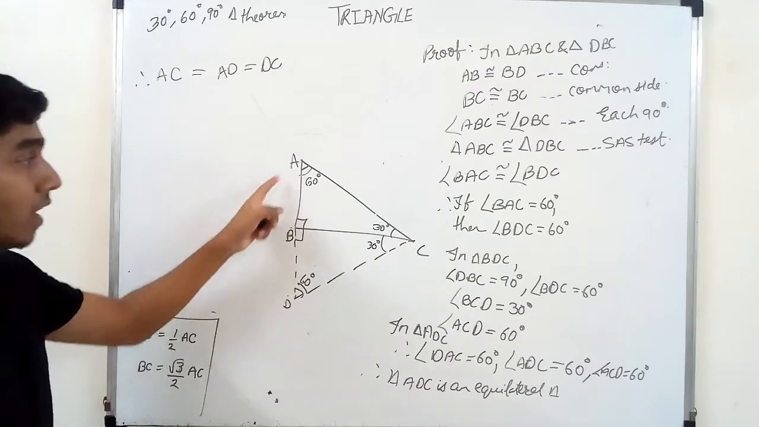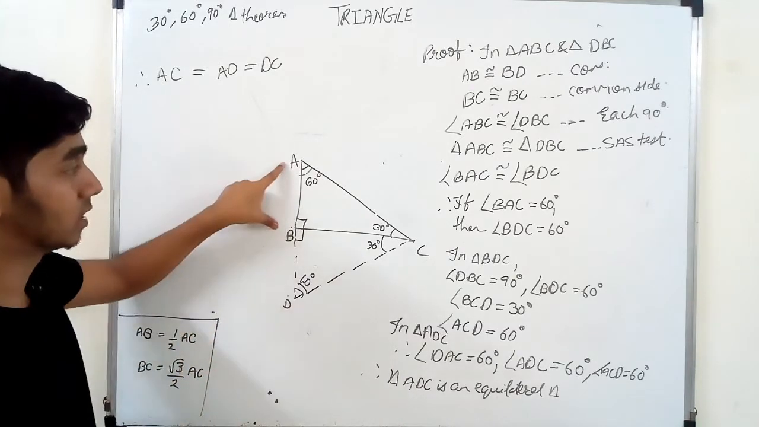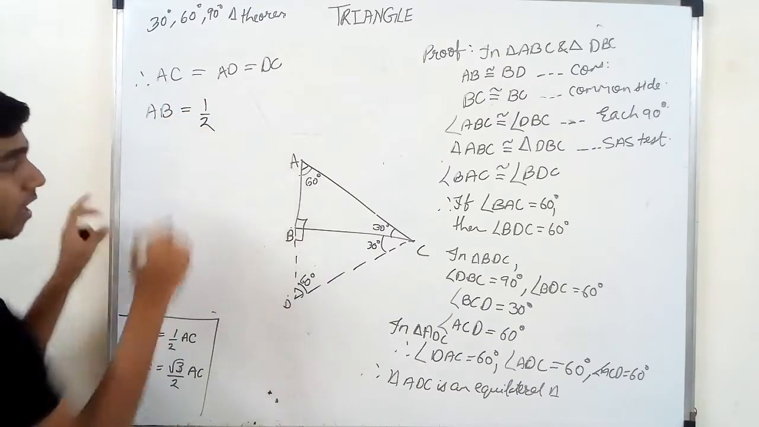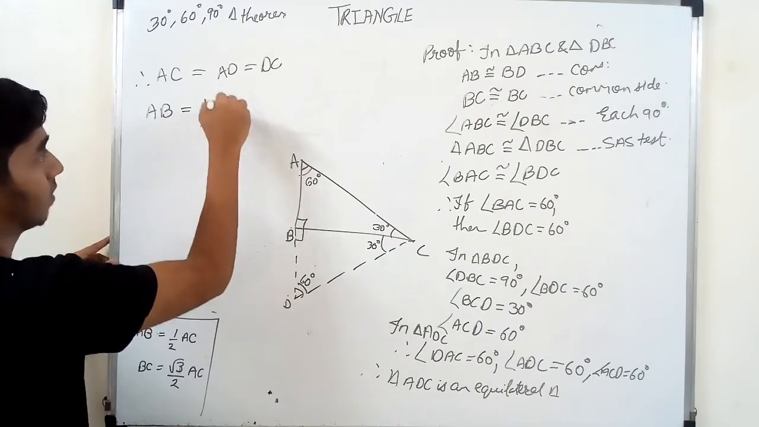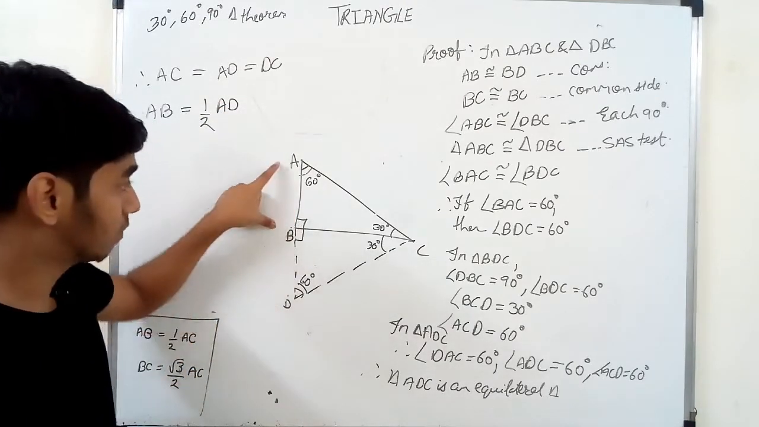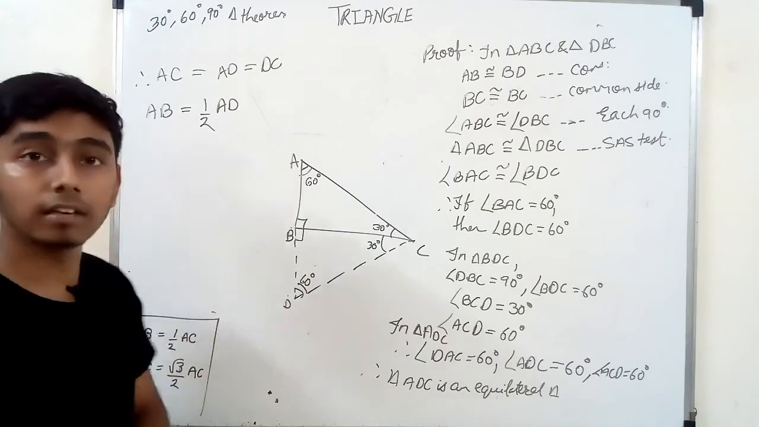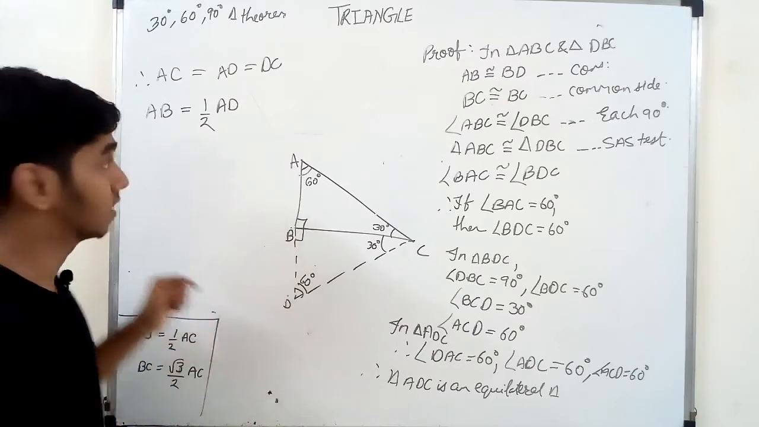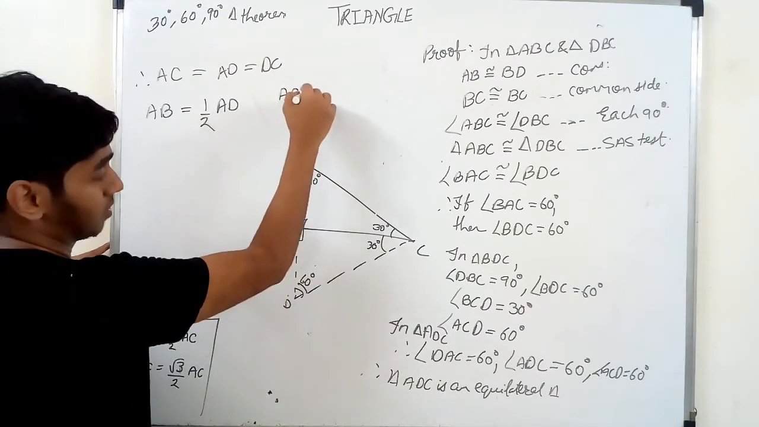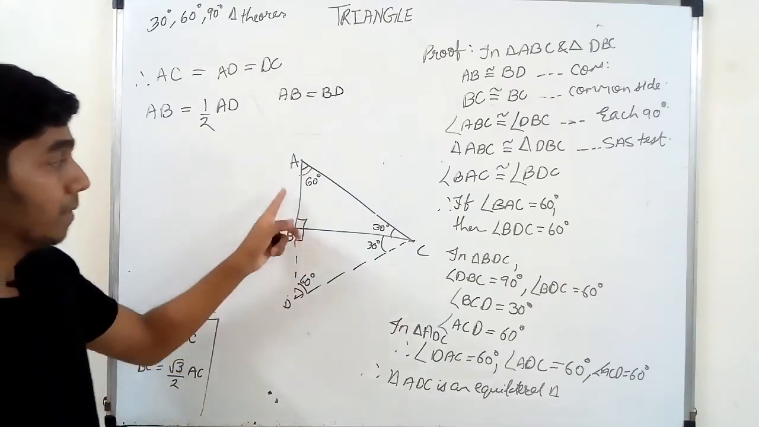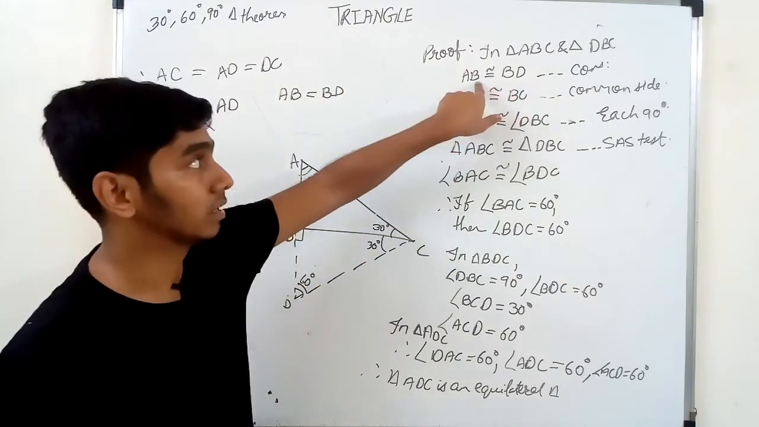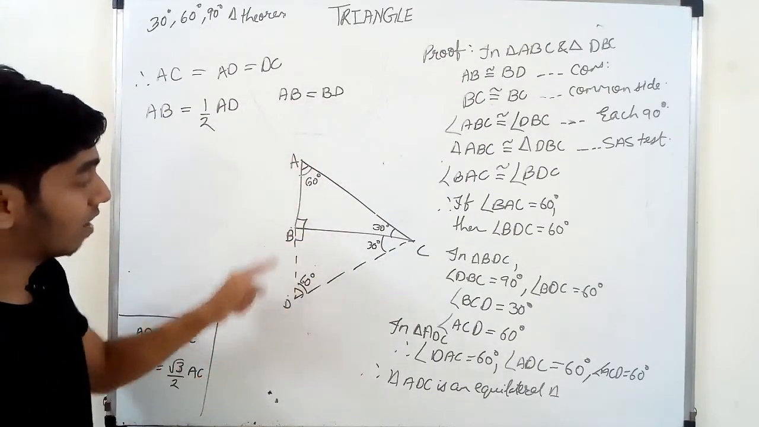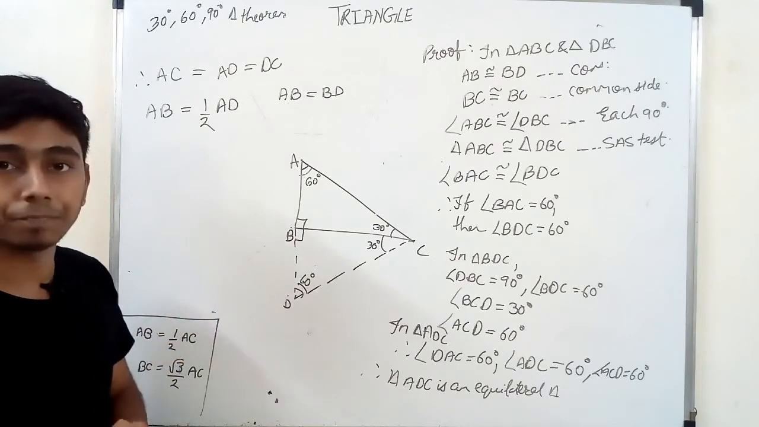Now, from what we had constructed, this was our initial triangle. So can we say AB is half of AD? Yes or no? AB, which is this length, is half of AD. Why? Because this was our construction. We had extended BD such that AB is congruent to BD. See, the construction we have written. Therefore, we can say that AB is half of AD. Yes or no?